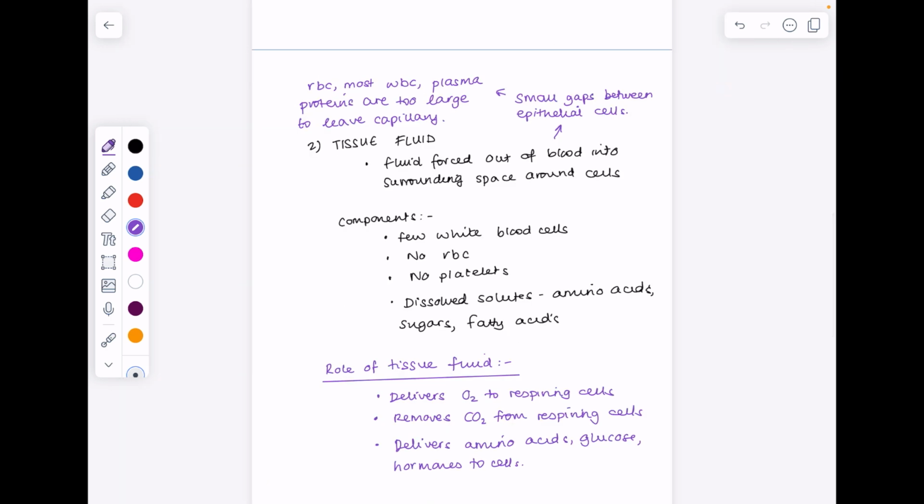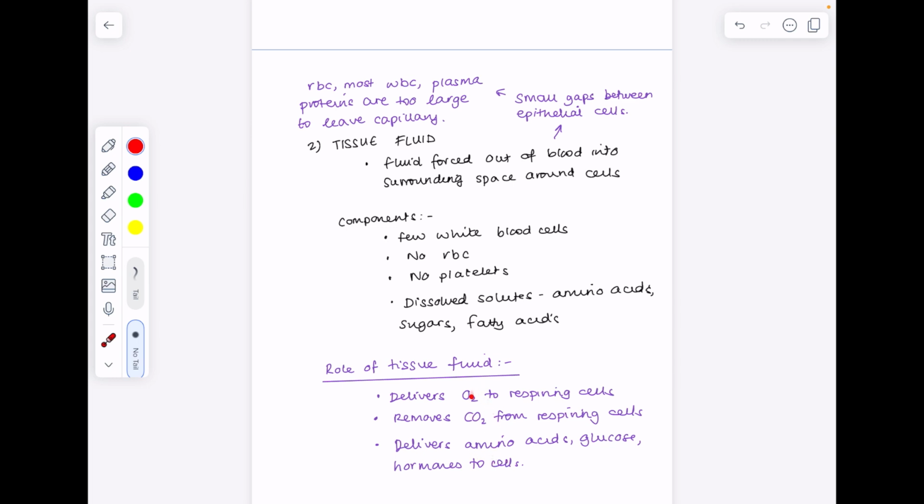So just have a look at the larger picture. Tissue fluid is the fluid forced out of blood into the surrounding space around cells. Remember, the role of the tissue fluid is to deliver oxygen to respiring cells, remove CO2 from respiring cells, and to deliver amino acids, glucose, and hormones to cells.